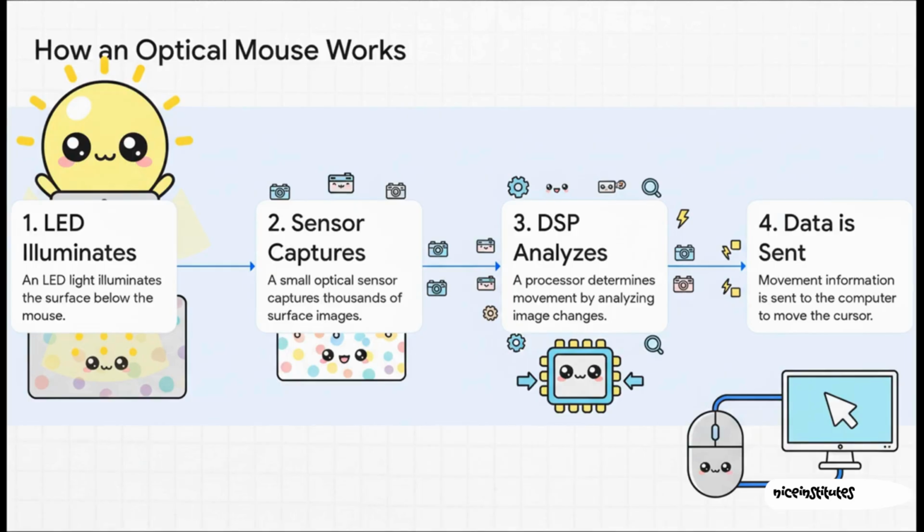First, that little LED light shoots down and lights up your desk. Then, a tiny optical sensor snaps thousands of pictures of that surface every single second. Inside the mouse, a little processor analyzes all those pictures, sees how the patterns are shifting, and calculates which way you're moving. It sends that data to your computer, and poof, the cursor moves. It's an incredible little process, happening thousands of times a second.